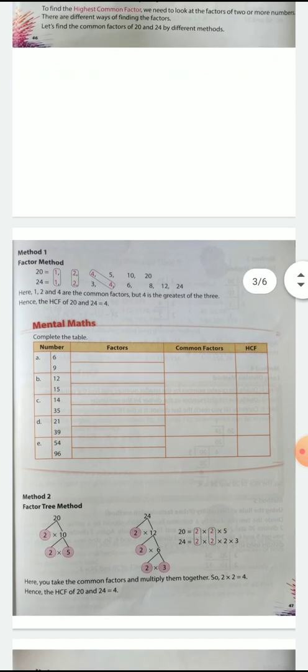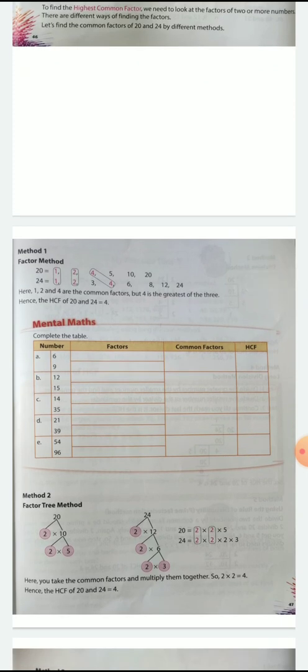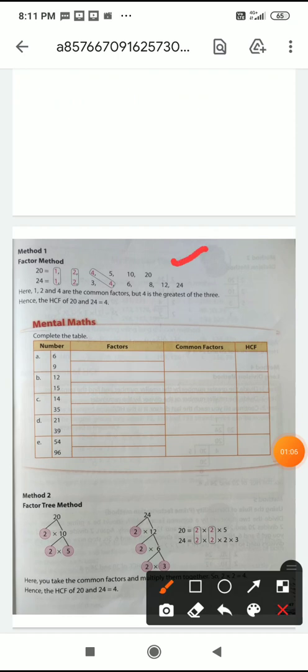So first we see method 1. In method 1 we discuss the factor method. First of all, children, we have to find all the factors. Suppose 20. The factors of 20 are 1, 2, 4, 5, 10 and 20. And the factors of 24 are 1, 2, 3, 4, 6, 8, 12 and 24.